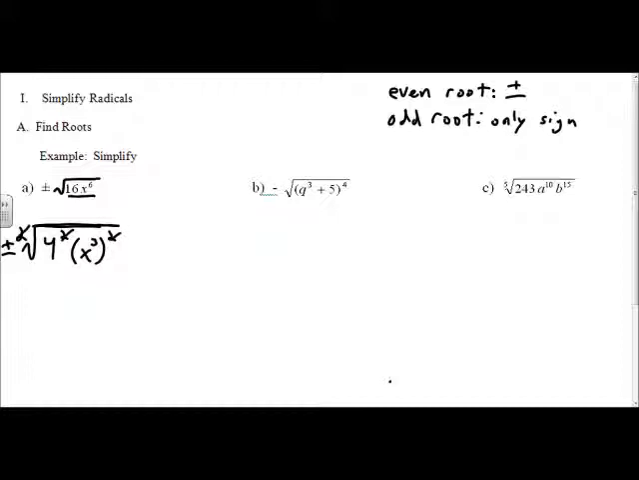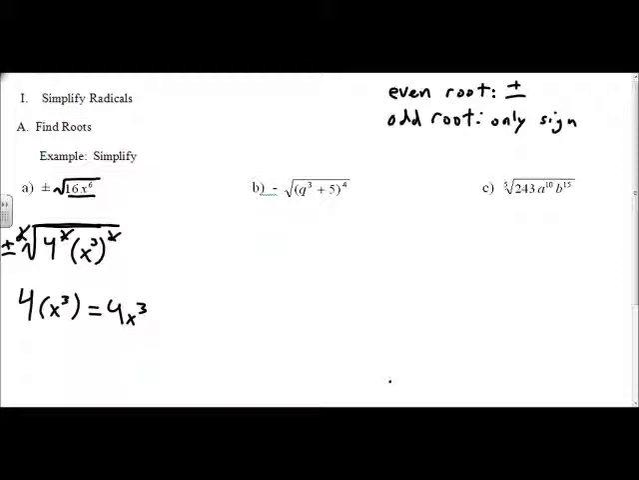the radical and the squared exponents all essentially cancel each other, leaving us with 4x cubed, which I guess we could just write as 4x cubed. So that's one way to look at it.